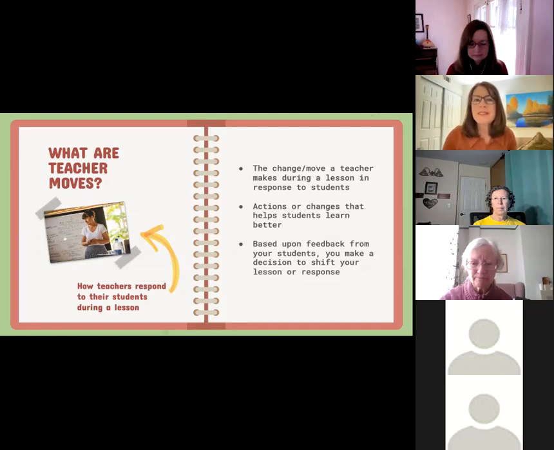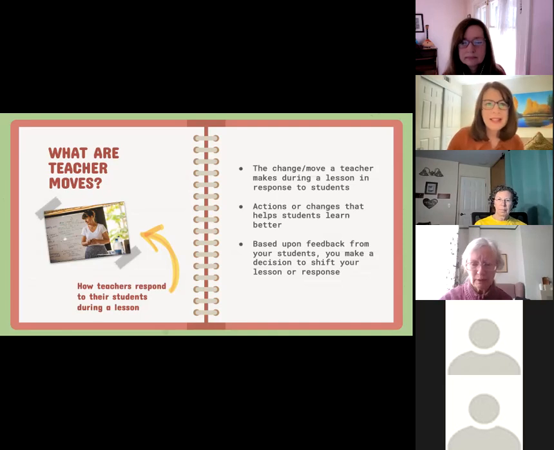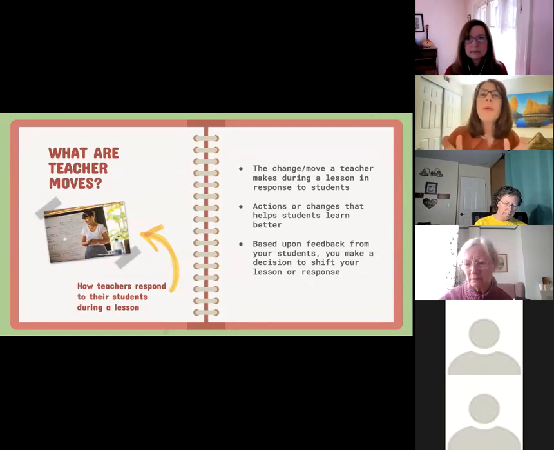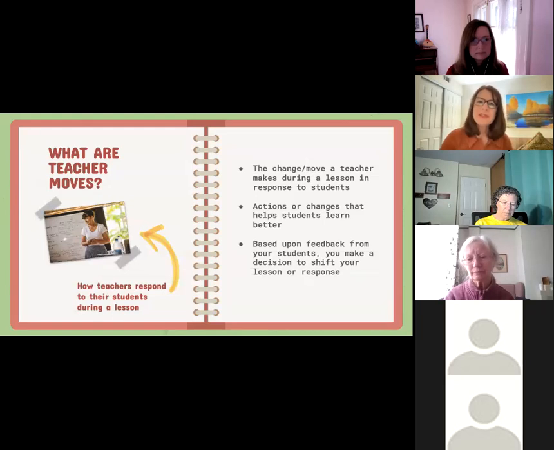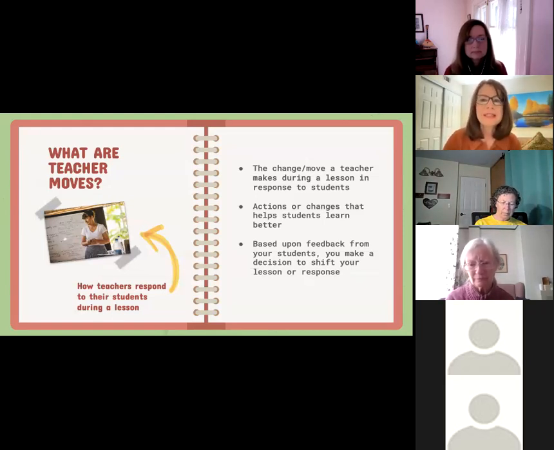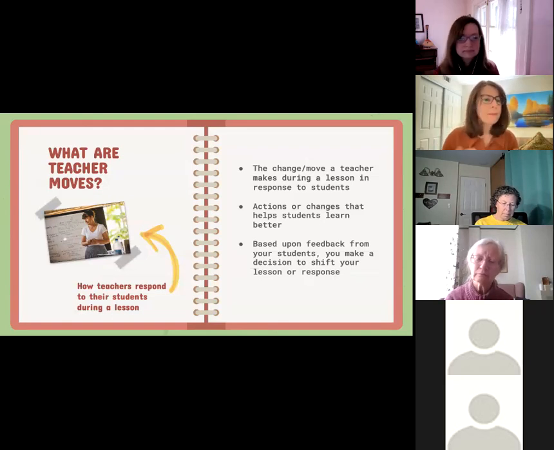Or with chess or checkers, the other player makes a move, and then after watching, we decide to make a move ourselves, but we don't know what we're going to do until we see what the other person has done. And that's kind of what teachers have to do. We have to make these moves during our lessons in response to our students. And we do that because we really want to help them learn better. And the moves that we make are based on the feedback, the information we're getting from our students.